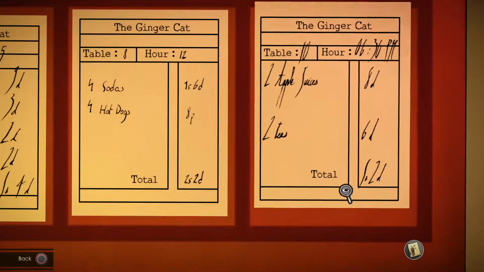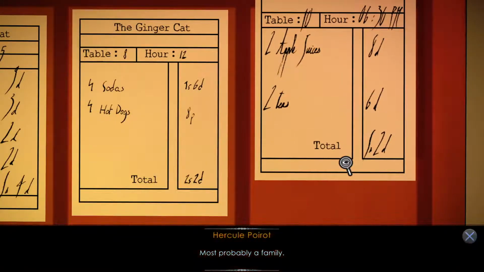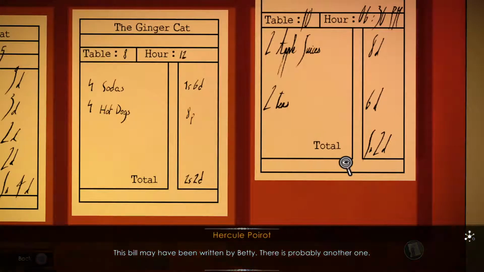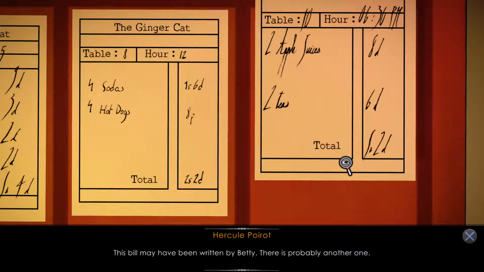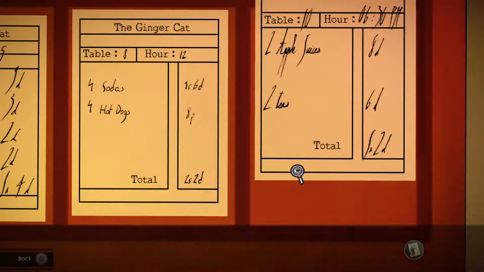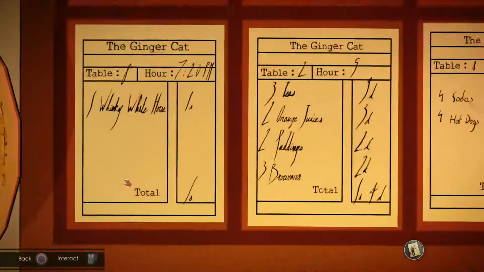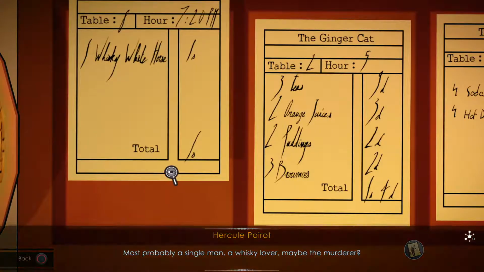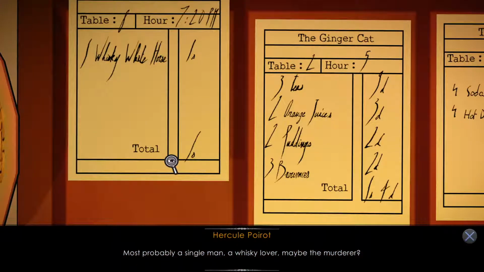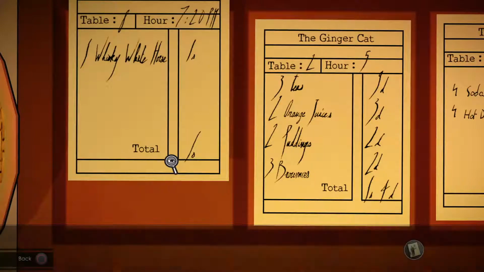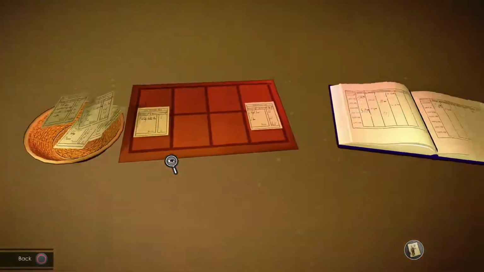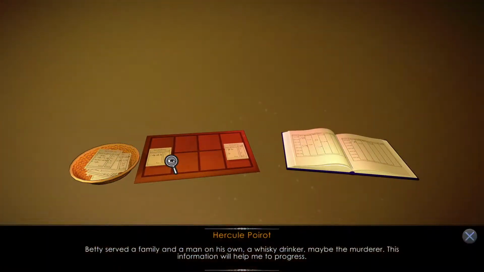636 for sure. Most probably a family. This bill may have been written by Betty. There is probably another one. Betty served a family and a man on his own, a whiskey drinker, maybe the murderer. This information will help me to progress.